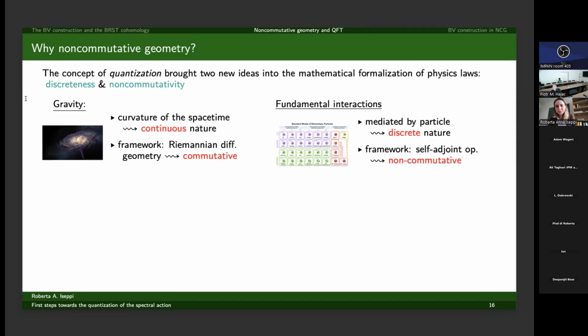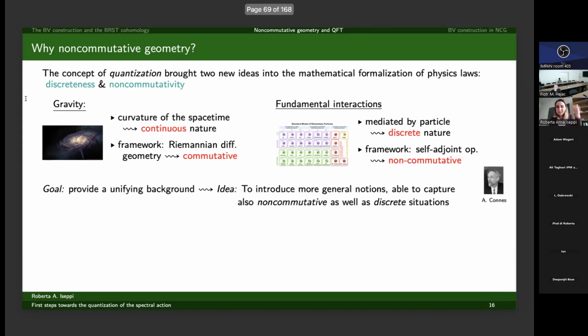And as mentioned already, we have gravity on one side and we have fundamental interactions on the other side. And while gravity deals with the curvature of space-time, so something that is continuous in nature and also commutative, because the right framework to describe gravity is Riemannian geometry, so it's definitely commutative. If we pass to study what happens at the microscopic level, we have something that deals with a discrete nature, so particles, and is non-commutative in nature. And then the idea is trying to put everything together and finding a unifying background for these two situations.